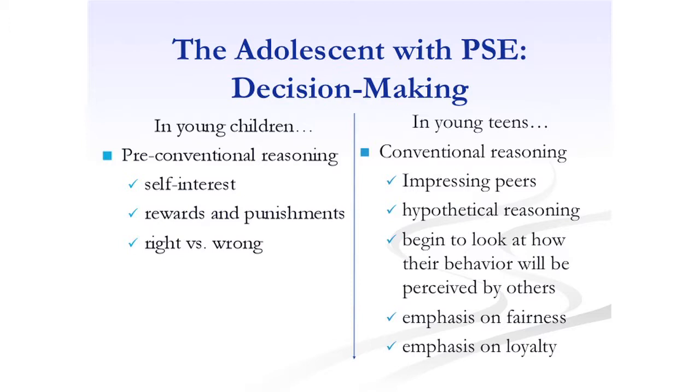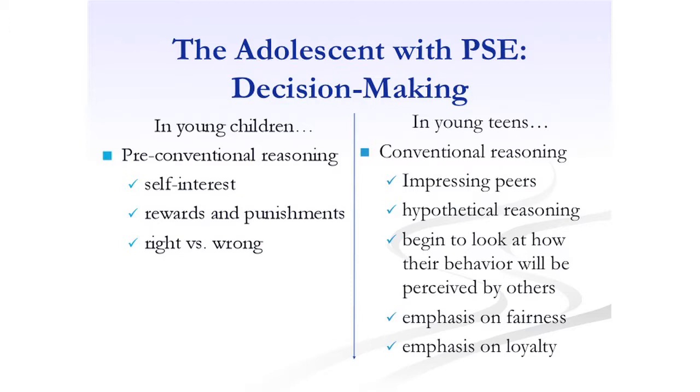Now, as a young person matures and enters the adolescent years, they get into more adult type of conventional reasoning, and they focus on trying to impress peers. Reasoning becomes hypothetical. They begin to look at how their behavior will be perceived by others, and so that hypothetical reasoning and considering how others will perceive them lead their decision-making process. And in teens, there's an emphasis on fairness and on loyalty.